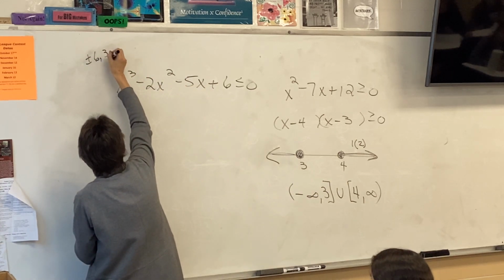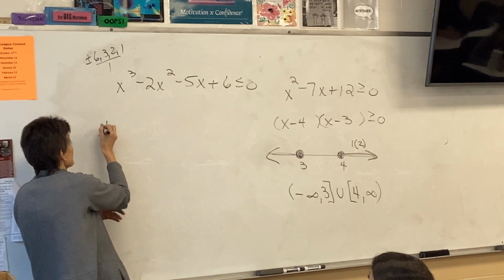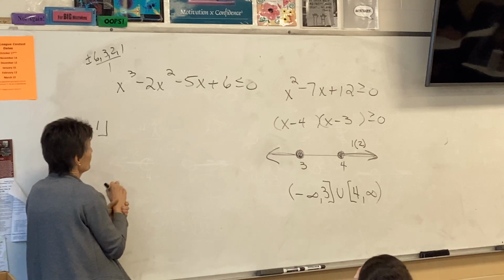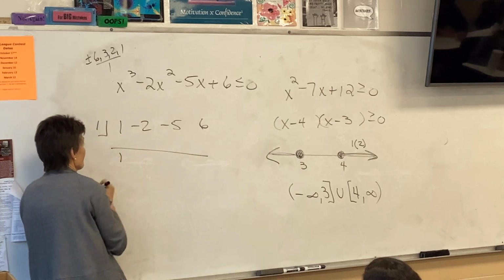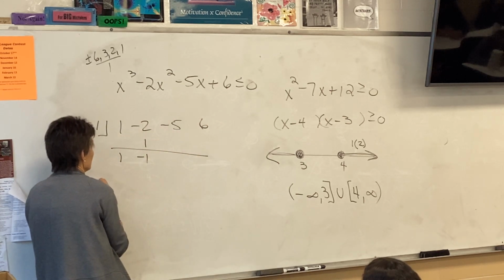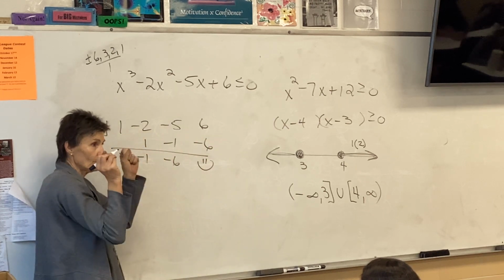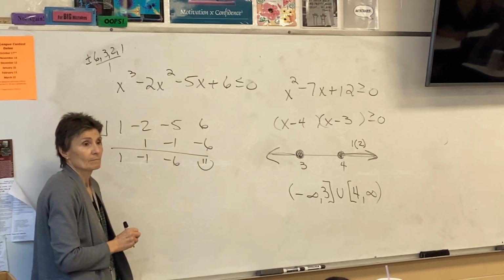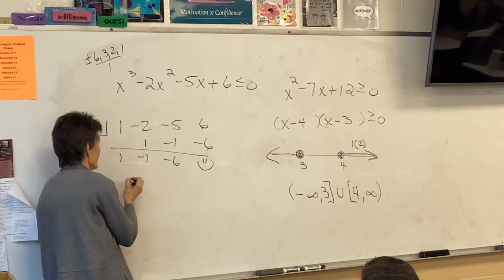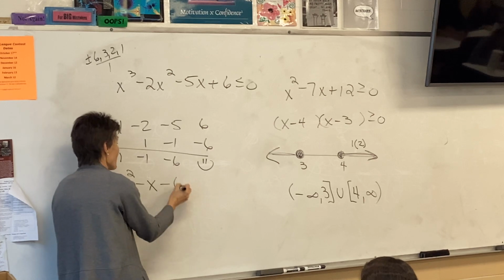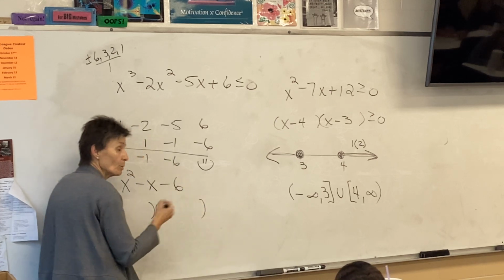Factors of 6. So you want to try 1? I think 1 looks good, actually. Let's try 1. We got 1. What do we do now? The 1, negative 1 and negative 6 is x squared minus x minus 6. And that should factor, I'm promising you it will.